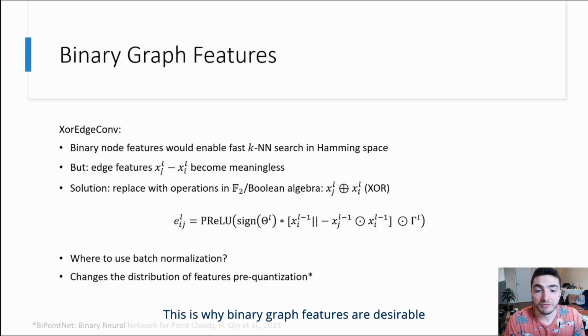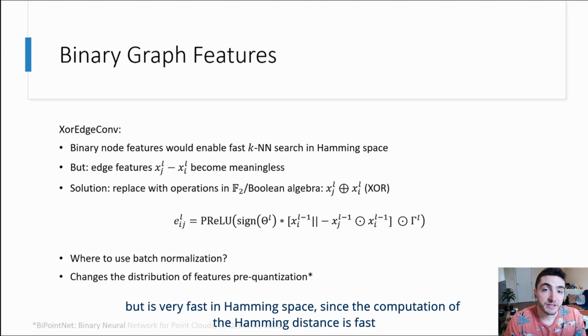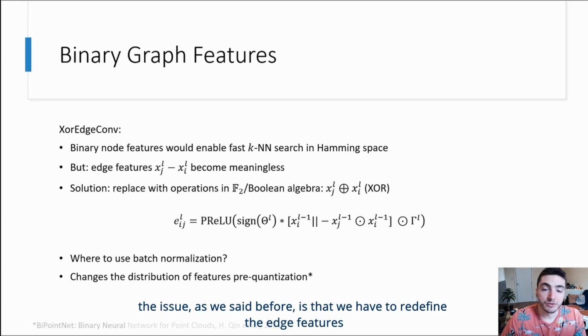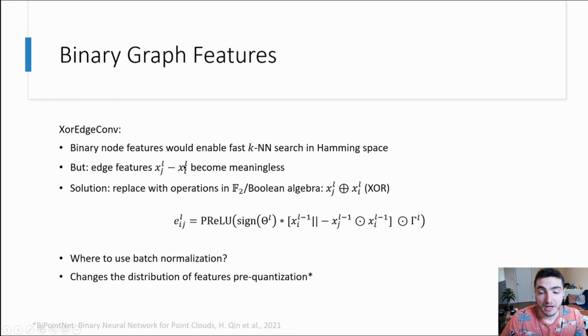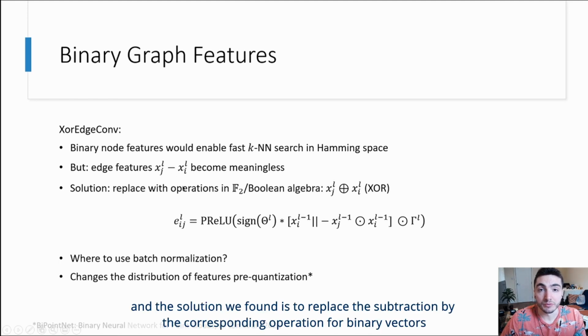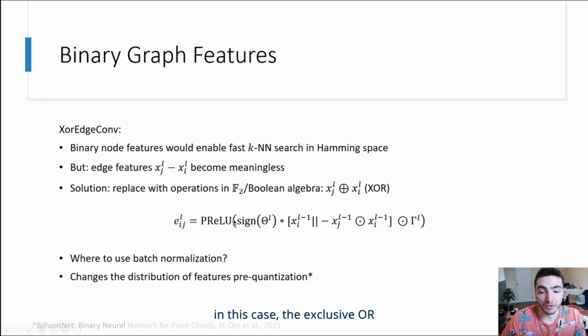And this is why binary graph features are desirable. k-NN search is a bottleneck on real valued vectors, but is very fast in Hamming space because the Hamming distance is extremely fast to compute. The issue, as we said before, is that we have to redefine the edge features, and the solution we found is to replace the subtraction by the corresponding operation for binary vectors, in this case the exclusive OR.